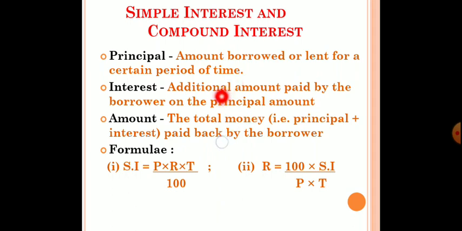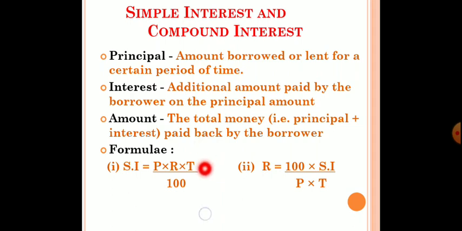Next comes interest. That is the additional amount which is paid by the borrower on the principal amount, and to calculate the interest, a rate of interest will be mentioned in the question. Next point is amount. Amount is the total money, that is the principal plus interest, which is paid by the borrower. At the end of a certain period of time when the borrower is repaying the money, he has to pay the principal as well as the interest to the person from whom he has borrowed.